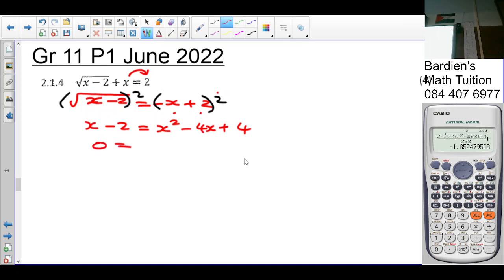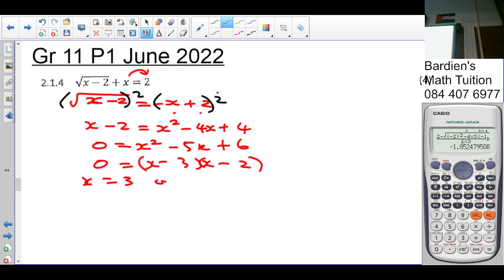0 on one side, everything else on the other, so it's x squared minus 4 minus 1 is minus 5x plus 6. That factorizes into x and 3, x and 2, both negative, and of course x is equal to 3 or x is equal to 2. So what we do now is we test and check if it works. We put 3 in here, 3 minus 1 is 2, the square root of that is going to give you 1. 1 plus 3 is 4, so that one doesn't work.